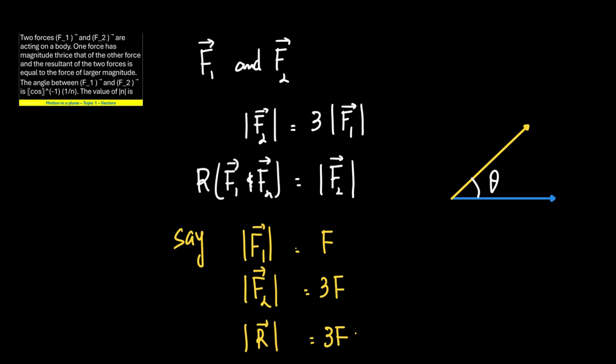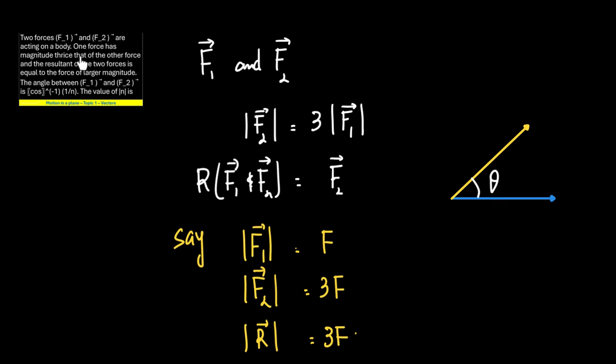See, there might be some basic confusion while using the notations here. So just to make sure that we eliminate that, I've assumed the smaller force to be F1. Okay, small mistake here. It should not be magnitude. I've assumed the smaller force to be F1 and the larger force to be F2. Okay, so two forces F1 and F2 are acting on a body.